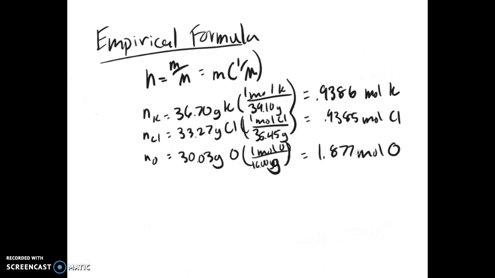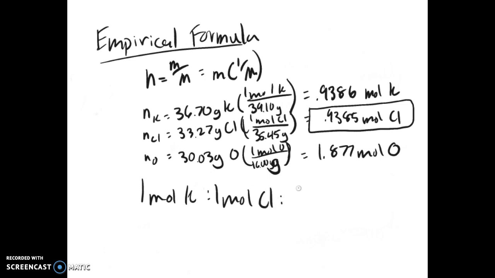What you need to do is you have these three numbers here, and you need to divide each of them by whatever the smallest amount of moles on the table is, which in this case is our friend chlorine. So when you do that, you end up with 1 mole of potassium to 1 mole of chlorine to 2 moles of oxygen, which means our formula is KClO2, which is potassium chloride.